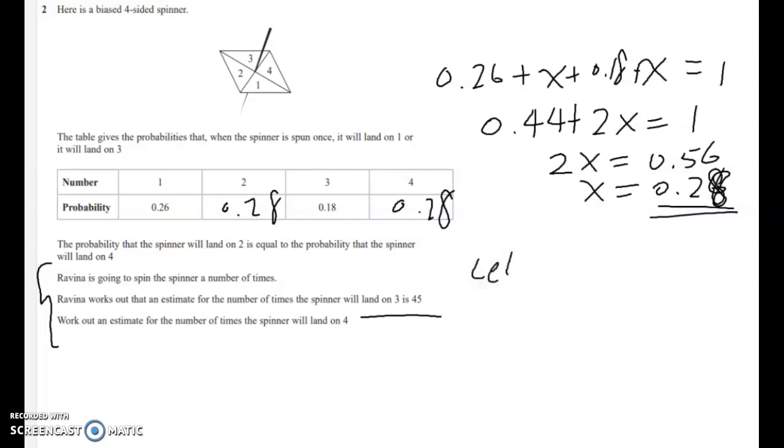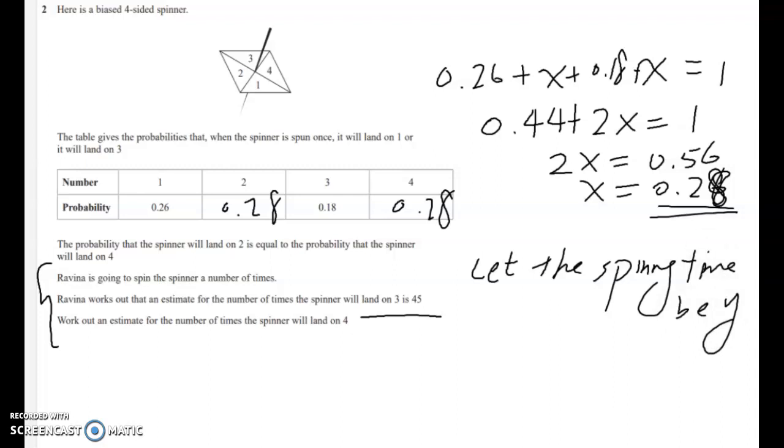So let the spinning time be y, for example. If it is y, then I should be able to put it at the bottom because that's the total spinning time. And I know that the number of times it lands on 3 is actually 45, so I put it at the top. And the probability, which we know from the initial table, is 0.18. By doing simple calculation, we should be able to find the value of y. What would that be?